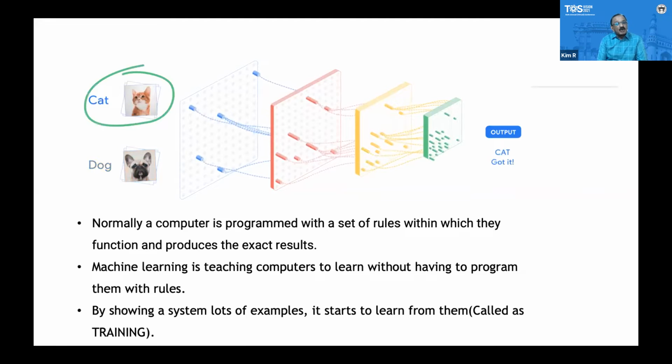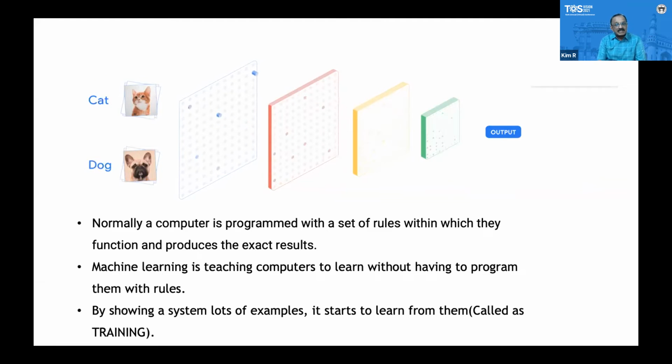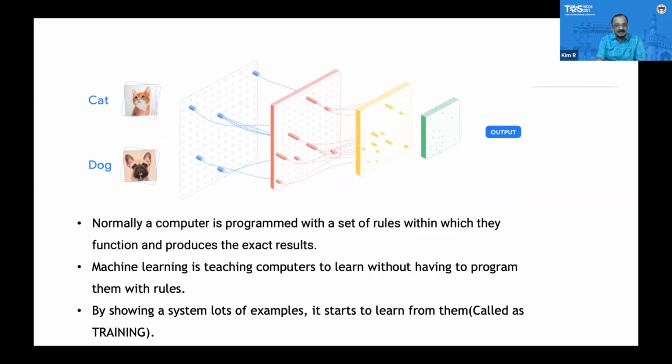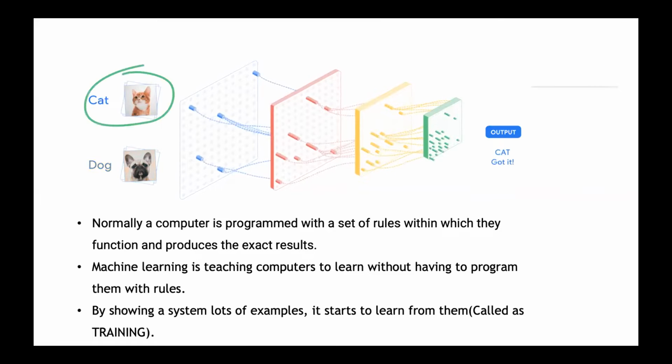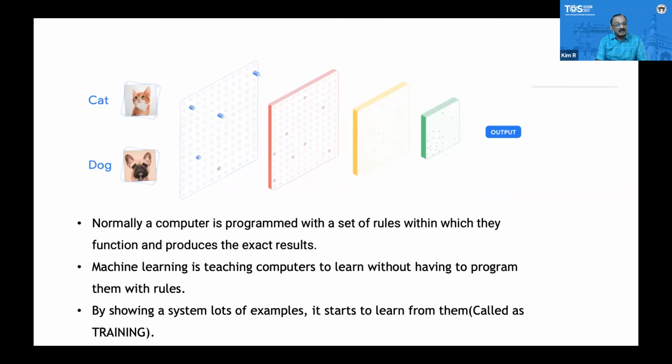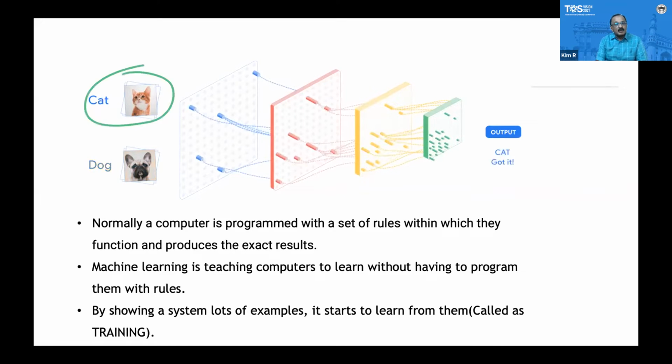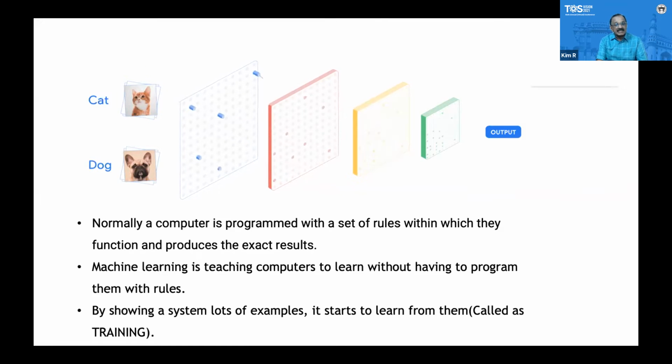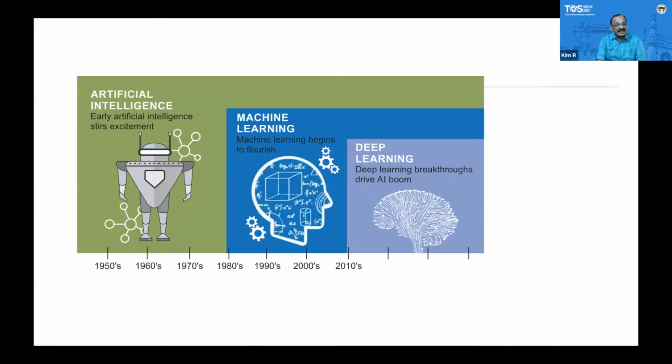Normally, a computer is programmed with a set of rules within which it functions and produces the exact result. What machine learning does is teach computers to learn without having to program them with rules. When you repeatedly expose a system to a lot of examples, it is able to learn from this data. Of course, artificial intelligence came as early as 1960, but over a period of time it lost interest and then has again gotten a lot of interest in recent times, not only in healthcare but in almost all fields of our life.